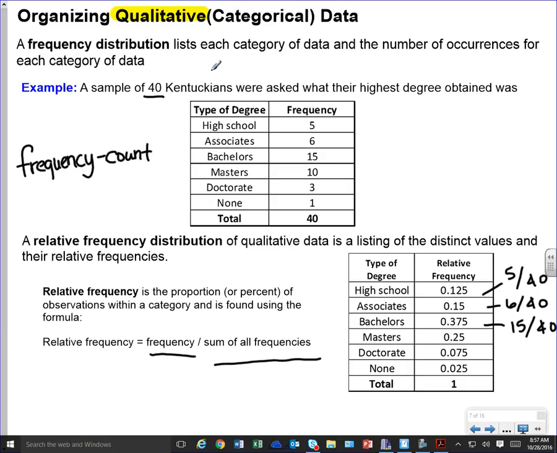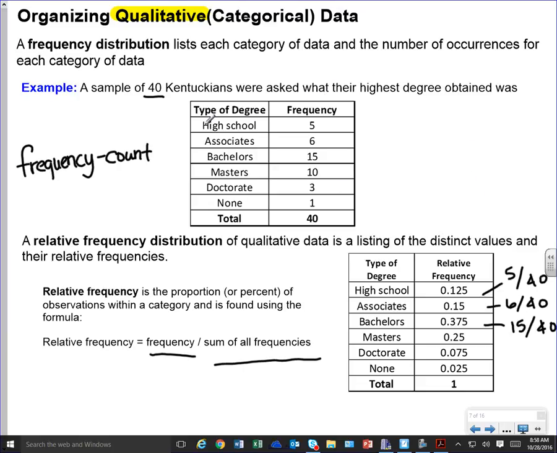So let's say we did a sample of 40 Kentuckians and we asked them what their highest degree obtained was. So when we went out and asked them, we would have a list of 40 different answers. One person said high school, one said master's, one said bachelor, somebody else said high school, somebody said doctorate. So we have this big list of all those types of degrees. Then what we would do is compile that list and put it into this frequency chart.